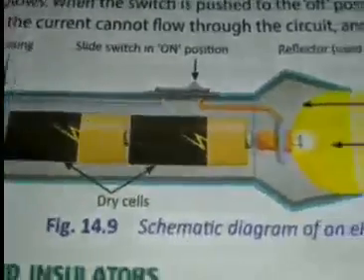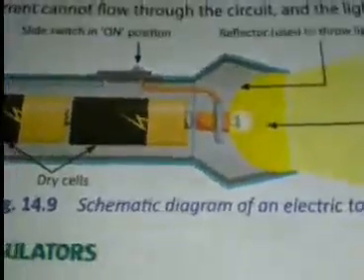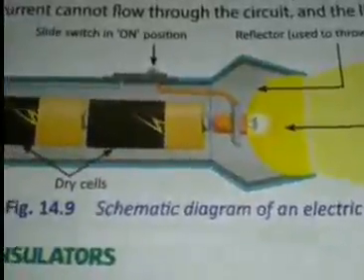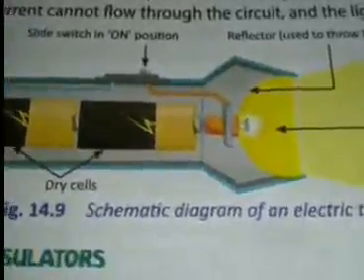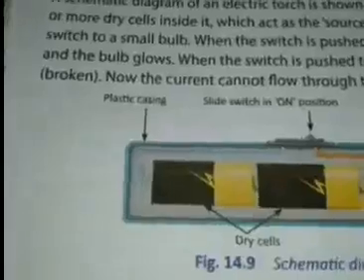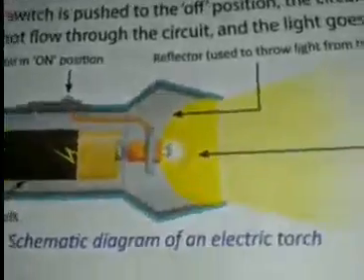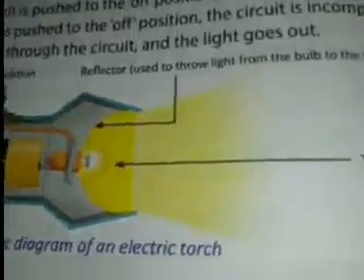Then the circuit is complete and the bulb will glow. But when the switch is pushed off, the circuit is incomplete or broken, and the current cannot flow through the circuit and the light will go off. This entire thing is in a plastic casing, and a reflector will be there in front so that the light can be channelized to a particular area so that we can use the torch.